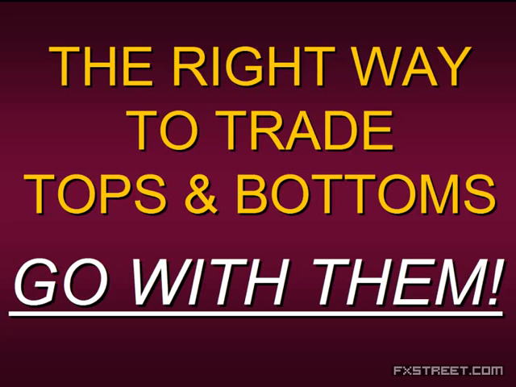Who are we to say where it's going to stop or where it's going to top out, where it's going to bottom? So the easiest way and the right way, once you see these tops and bottoms, is to go with them, to jump on board.